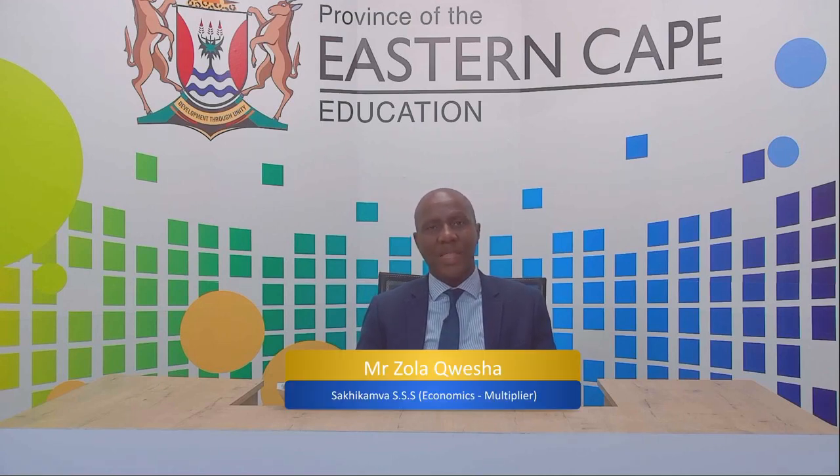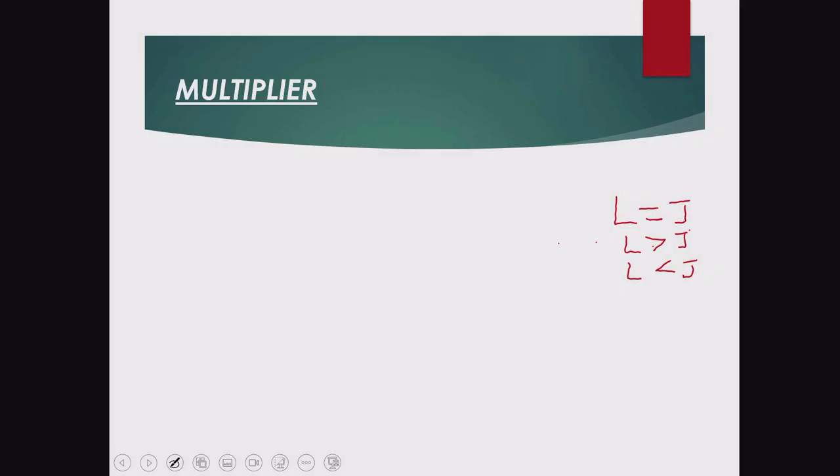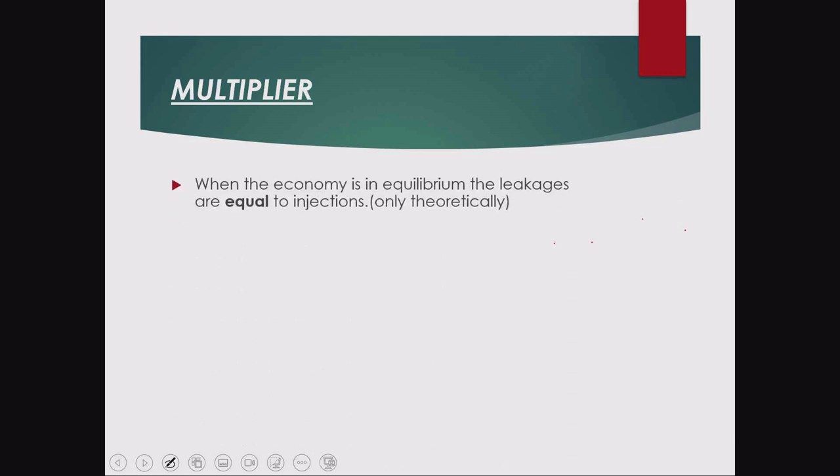I'm teaching economics. Today I want us to look at the multiplier. From grade 10, grade 11 and grade 12, the circular flow was taught. But when you come to grade 12, you discover that there's more to it. We also include the multiplier. Now, when you talk of the multiplier, one thing you need to remember is the leakages as well as the injections. That's where we're going to start.